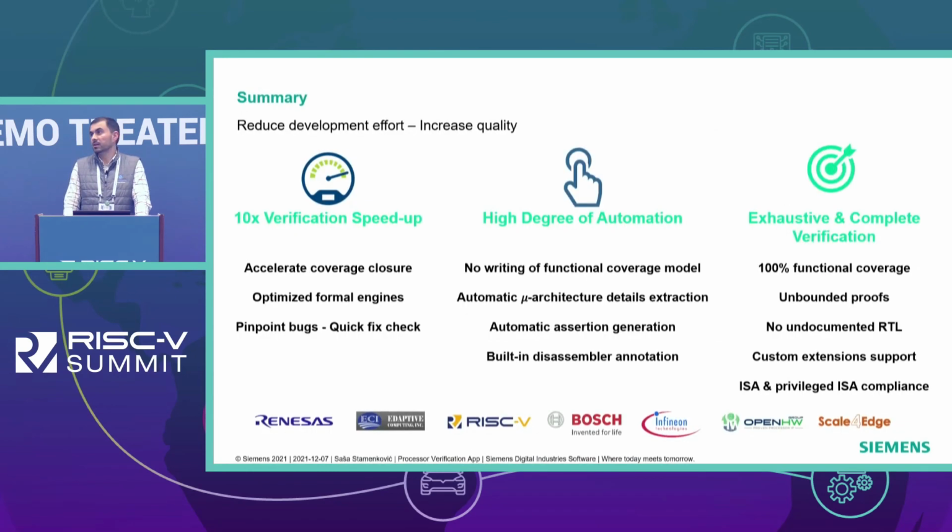And finally, what we offer is 10 times faster results, and a lot of automation that extracts information from the design. And very important, you get exhaustive coverage, because one of the unique capabilities of OneSpin is that we have 100% functional coverage. That's one of the big things that we have in our tools. And finally, those results that you got from formal can be combined with the simulation.